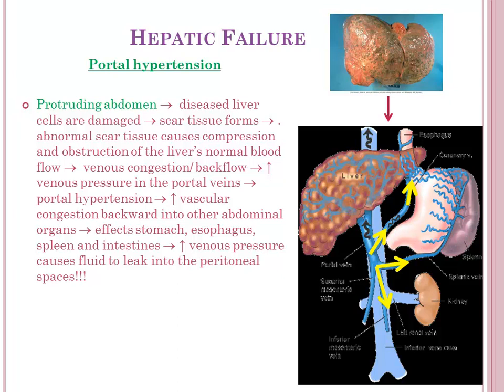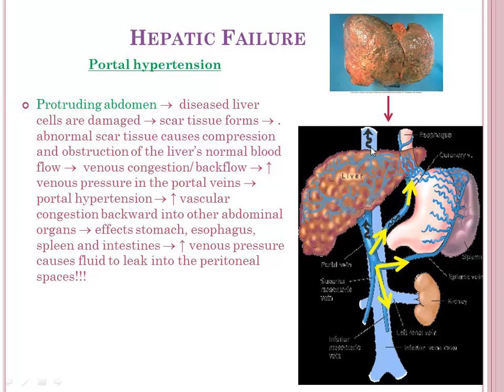So when we talk about the protruding abdomen, we've identified that the diseased liver cells are damaged. What happens in the liver normally is all blood from the gut, the stomach, the pancreas, the spleen, all of the intestines, all of that runs through the liver. The liver is the major highway, especially that portal vein. It's the major highway from the GI system, and once it goes through the portal vein, it heads back up the inferior vena cava and then goes back to the right side of the heart.